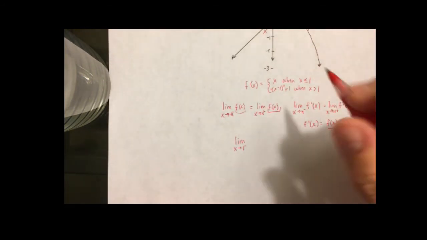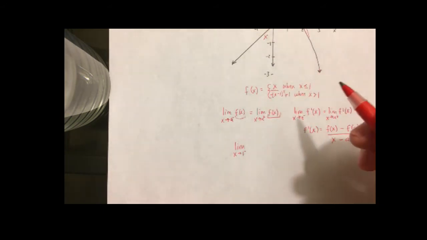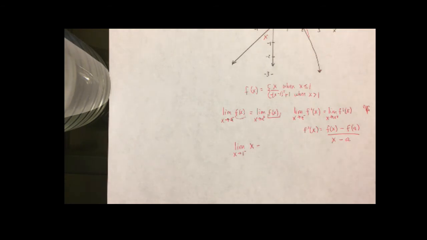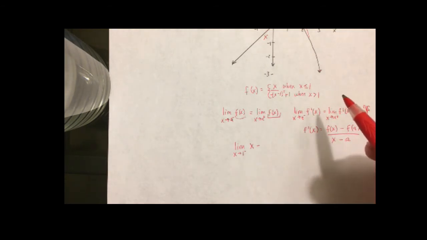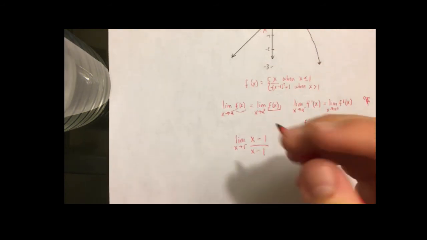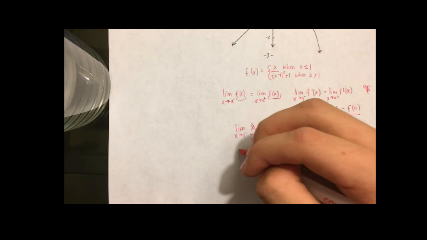Let's start out from the left and begin plugging things in. It simplifies, so we're going to start with x, because that's the function f of x from the left, minus the value 1, because that's f of 1, over x minus 1. That'll cross out, and we're left with the limit as x approaches 1 from the left of f prime of x is equal to 1.